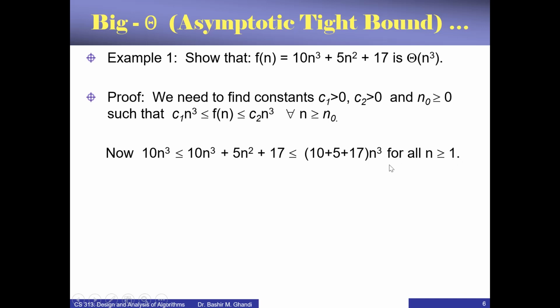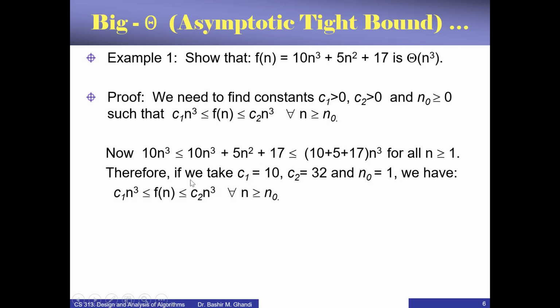Notice that it may not be true for 0, because if n is 0, then here the function will reduce to 17. On the other side, however, we're going to have 0, because we have 32 times 0, which is 0. So obviously you cannot say 17 is less than 0. So we have to be careful to find the correct value of n for which the two inequalities will be true. In this case, the inequality will be true as long as n is not 0. Anything greater than or equal to 1 will be fine.